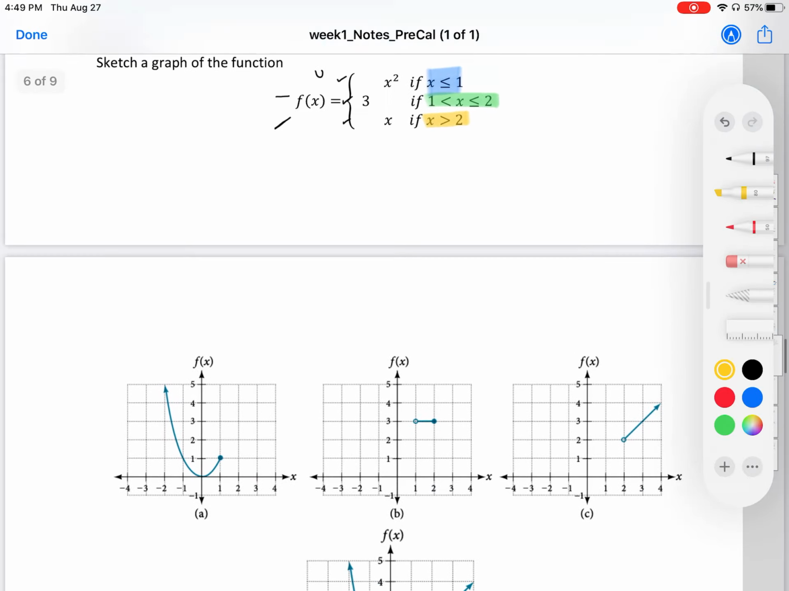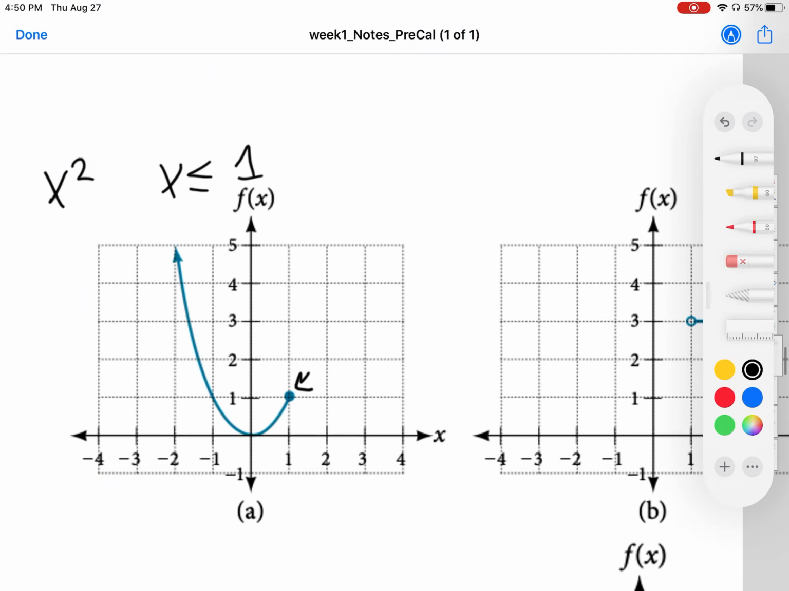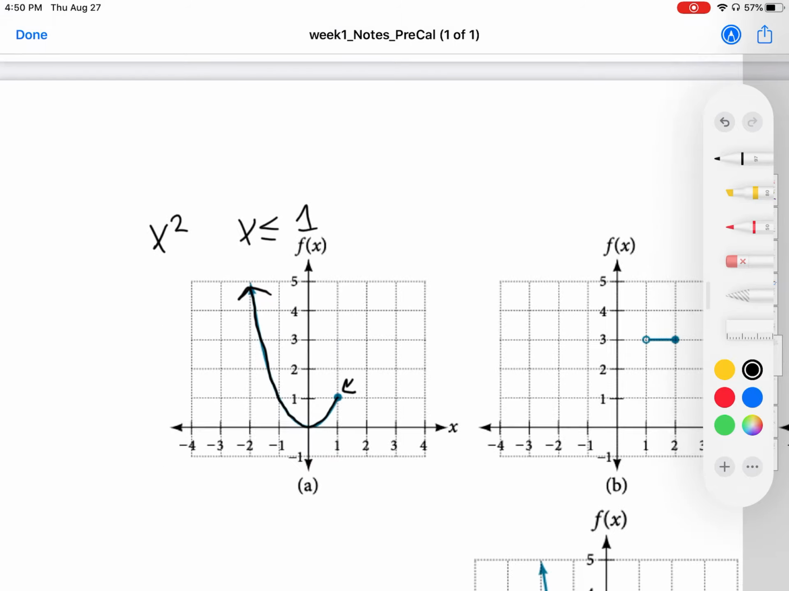Let's take a look at each one separately. So for my first one, which is x squared, when x is less than or equal to 1, we see we have a parabola, and we start at 1, and we see that the numbers from there are smaller, right? We've picked smaller numbers to work with. And it continues on forever. My domain doesn't have another restriction.